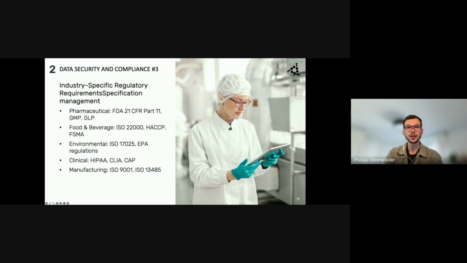Different industries have different frameworks. FDA 21 CFR Part 11 for pharmaceuticals, ISO 20000 or 22000 for food, HIPAA for clinical labs. The LIMS you choose must align with your specific regulatory environment. Ask your vendor about their track record in your industry, and whether they have built-in features like electronic signatures that match your compliance requirements.